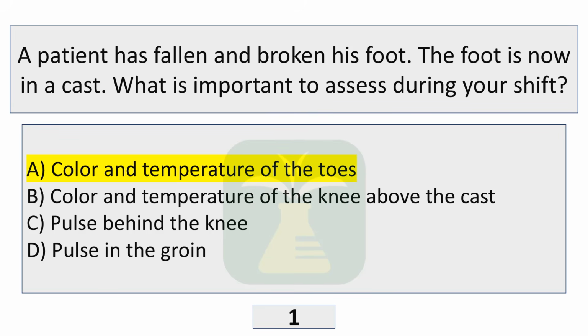Correct answer, A. Color and temperature of the toes. Assessing the color and temperature of the toes can help determine if the cast is too tight. The toes should be warm and pink. Any change in color or temperature should be reported to the charge nurse.